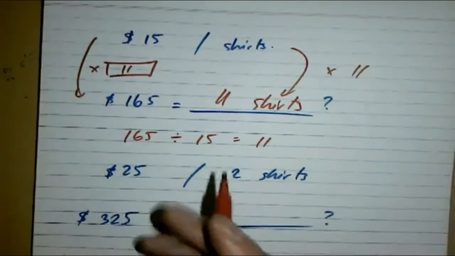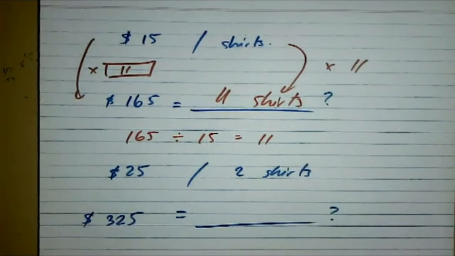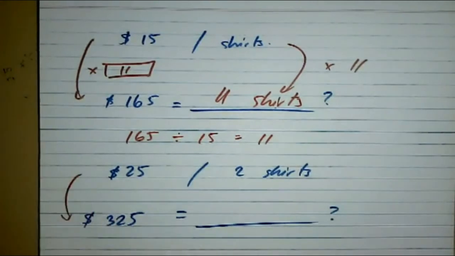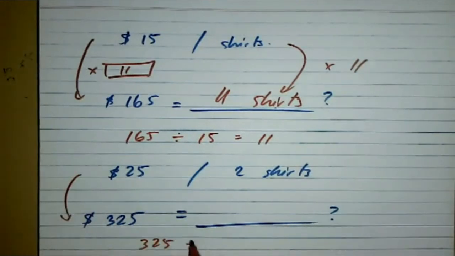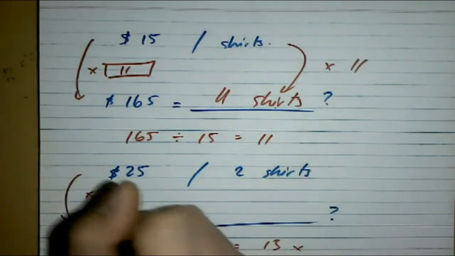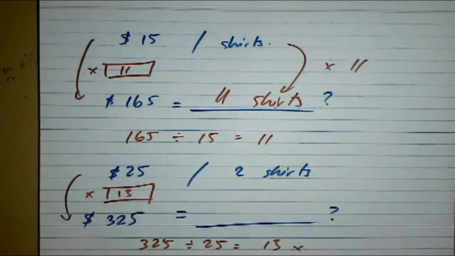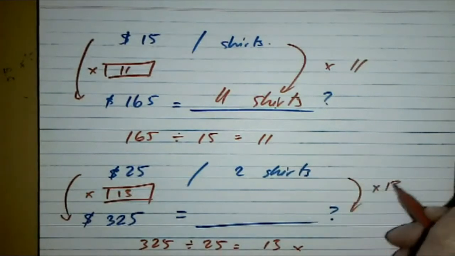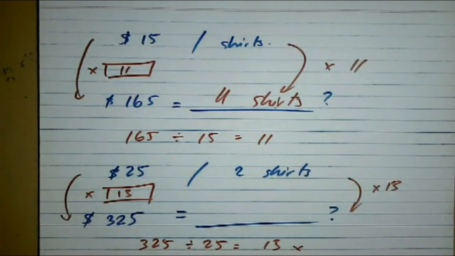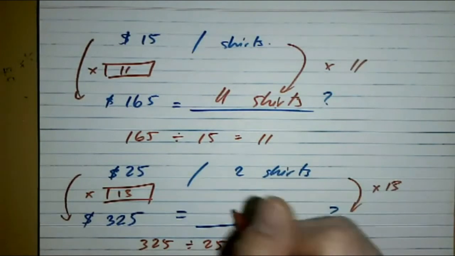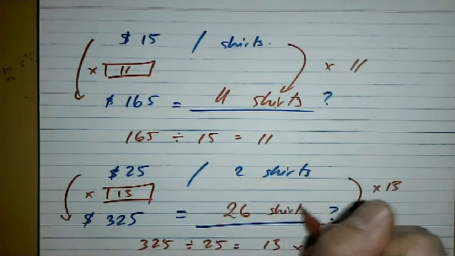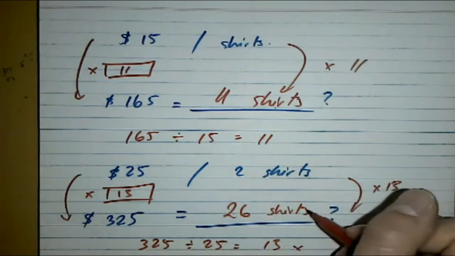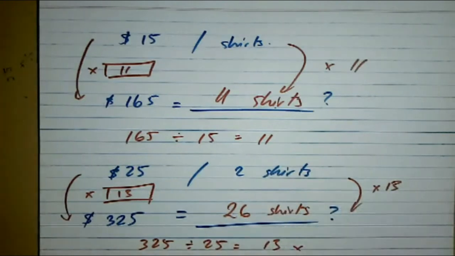Okay, so what multiplication do I need to get from 25 into 325? 13. So I've got 13 times more money. Yeah, so I can buy 13 times more shirts. 2 times 13, 26. 26 shirts. That's what we said. I'm pretty sure I could buy more.